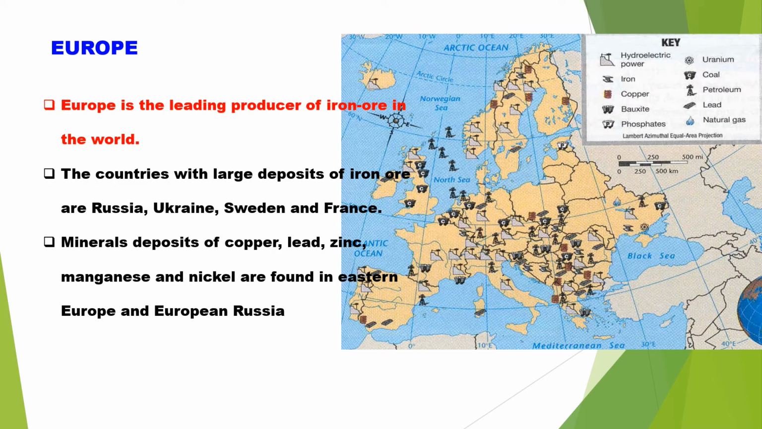And next, when we speak about Europe, Europe is the leading producer of iron ore in the world. Mineral deposits of copper, lead, zinc are found around Europe and European Russia. Countries like Sweden and France have large deposits of iron ore. So this continent, Europe, has the largest iron ore deposits in the world.